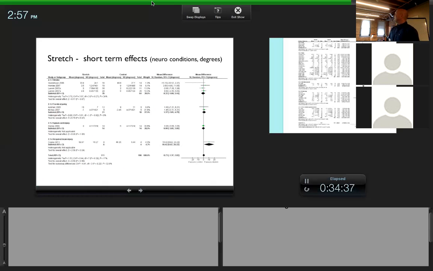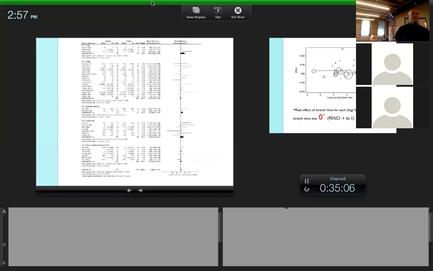But this is the evidence for stretching, different types of stretching, short-term effects on range of motion in people with neurological conditions. Stroke, nothing there, yeah? Cerebral palsy, nothing there. Spinal cord injury, nothing there. Acquired brain injury, one very, very small trial, okay? So then you might say, well, maybe they're just doing the wrong type of stretching. But you can think about that. You can start subgrouping down.